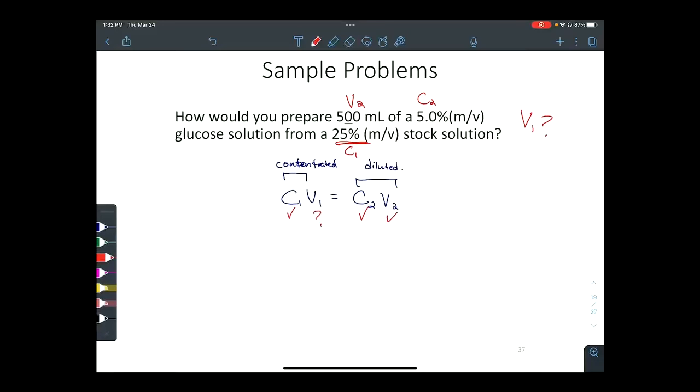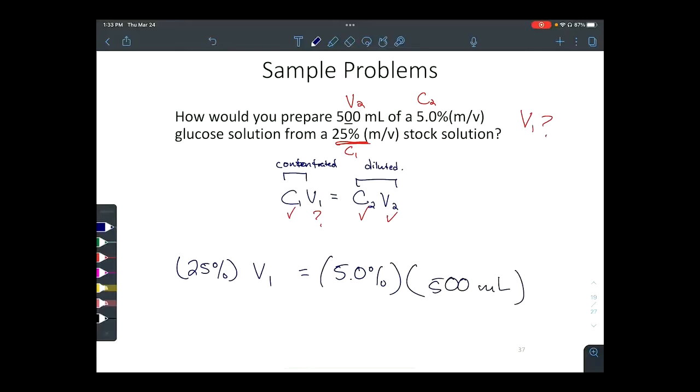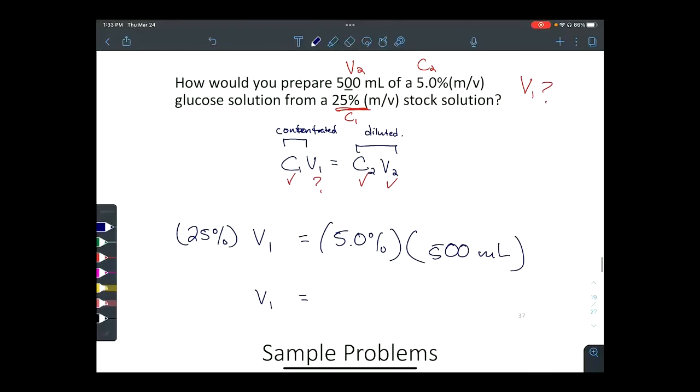So now at this point it's just plug and chug. Okay? So let's put in those numbers. C1 is 25%. We are calculating for V1. C2 is 5%, and V2 is 500 milliliters. And so then we solve for V1. So without even doing the calculation, what is the unit of V1? What's going to come out as the unit of V1? Milliliters, yes, because V2 is in milliliters. So that answer is 100 milliliters. So 2 sig figs.